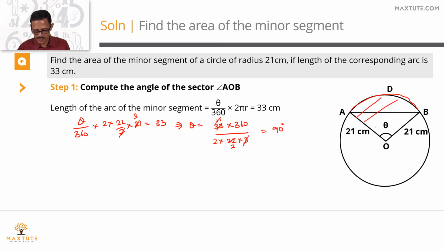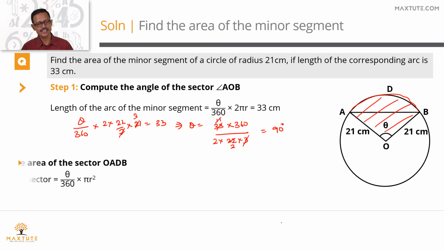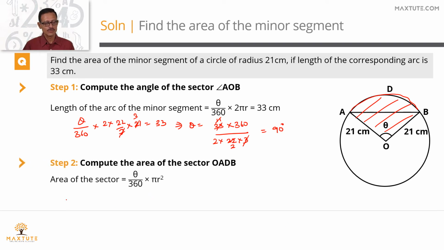Step 2, let's find out the area of the sector. Area of the sector is theta by 360 into pi r square. What is theta? Theta is equal to 90, divided by 360, into pi, which is 22 by 7, r square, r is 21, so 21 times 21. This gets cancelled to leave us with a 4, which gets cancelled to leave us with a 2 in the denominator. 7 gets cancelled with this to leave us with a 3. So what we have is essentially 21 into 3, which is 63, times 11, 63 times 11 divided by 2 is the area of the sector.